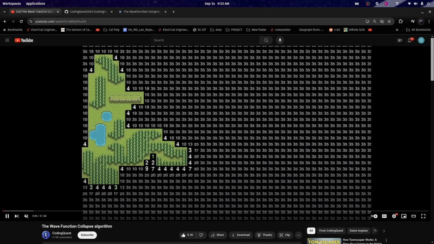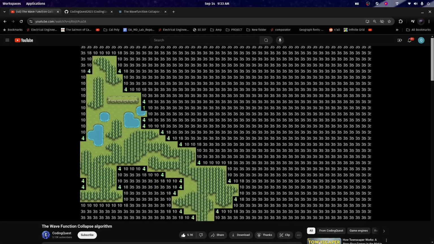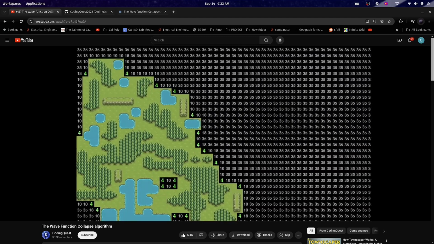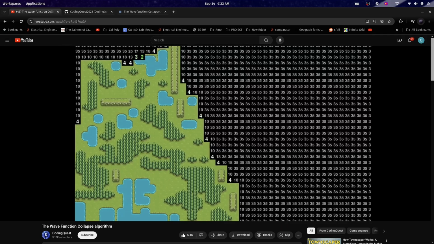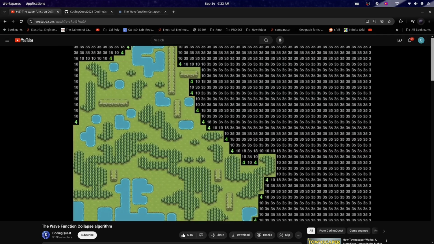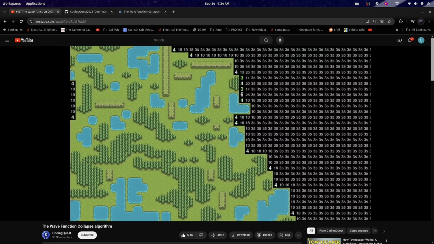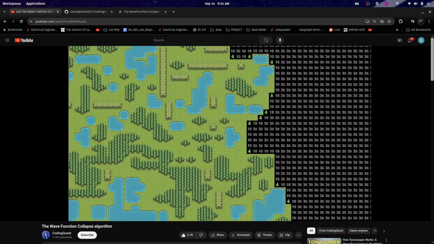Hi everyone. A while ago, I was watching a video on a procedural generation method called the wave function collapse algorithm. One such implementation made by CodingQuest is currently playing in the background. While watching it, I thought to myself, this would be a cool way of generating circuit diagrams. So that's what I did.